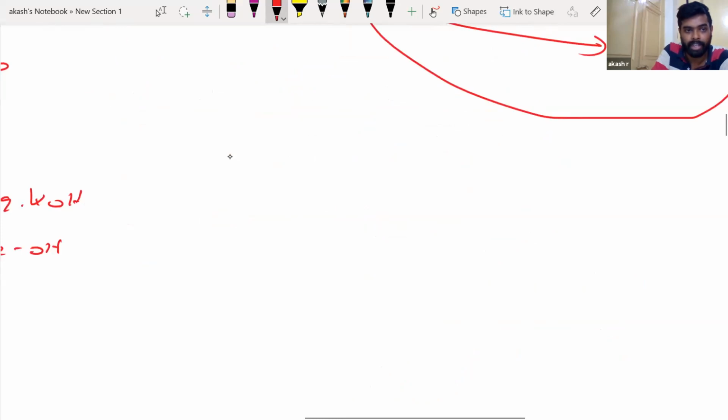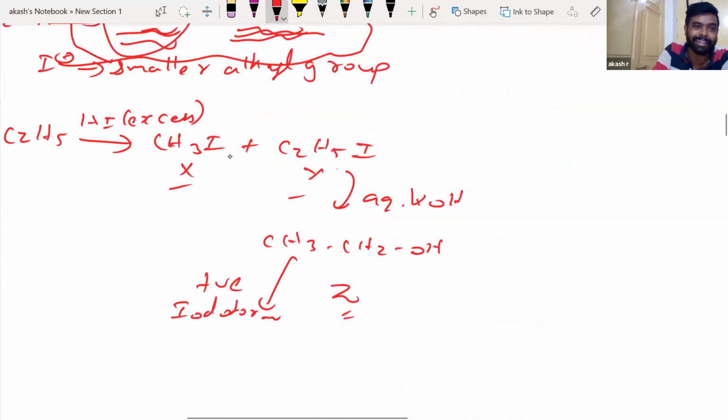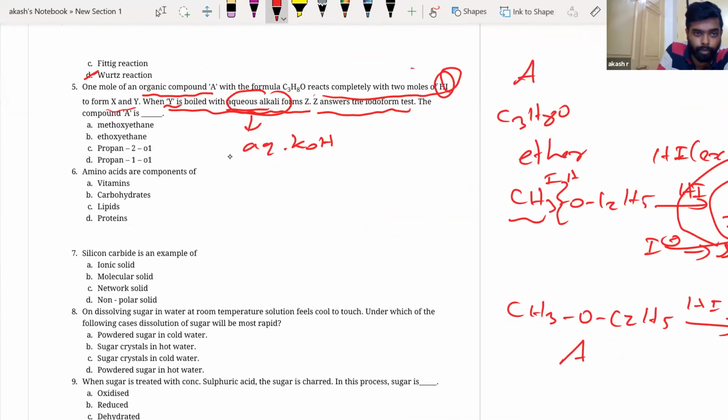Okay, right. So what are they asking in this question? Compound A is very simple. I should have 3 carbon atoms only. If it is ethoxyethane, this has 4 carbon atoms, so gone. Definitely A should have been an ether. So the correct answer is option A, methoxyethane. I hope everybody is following.